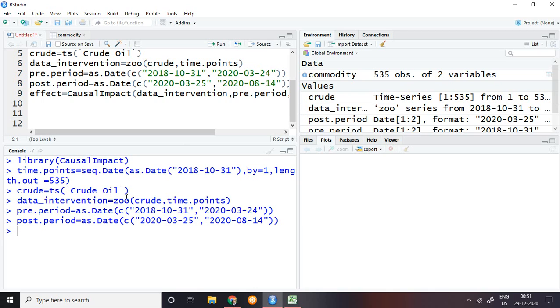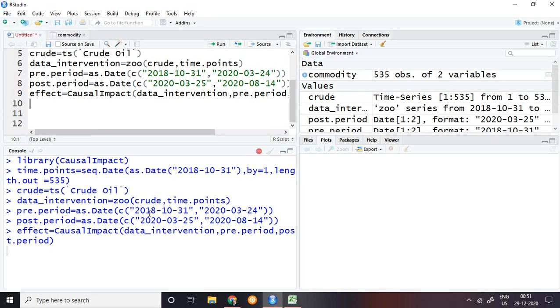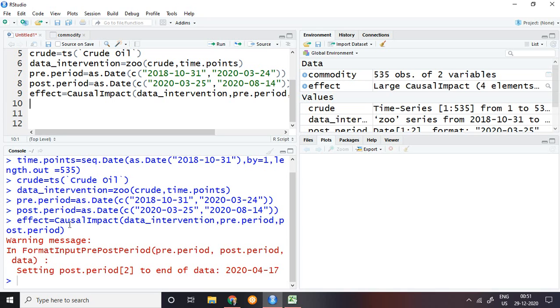Then I have written the main command, CausalImpact, on data_intervention, because I have included this crude price in data_intervention. That's why I have written effect equal to CausalImpact(data_intervention, pre-period, post-period), and then I simply run it. Now the entire causal impact is being saved in effect. It will take a little bit of time, and then it will be captured in this effect. So now this effect has been saved here.